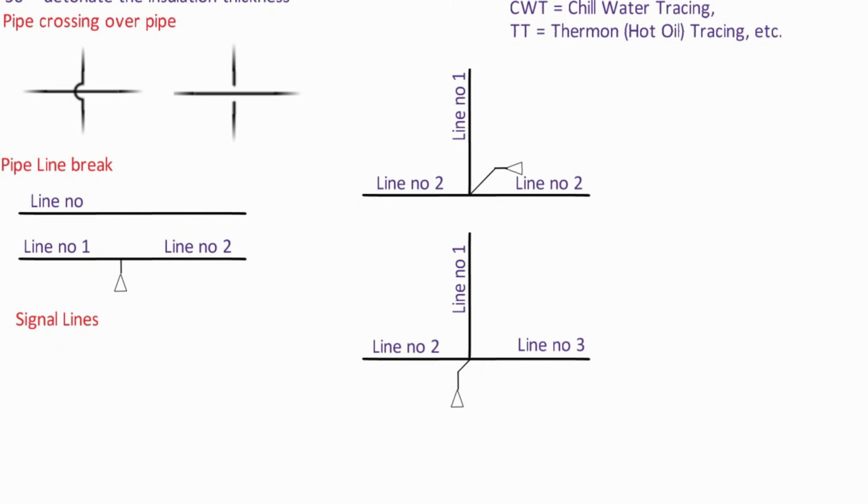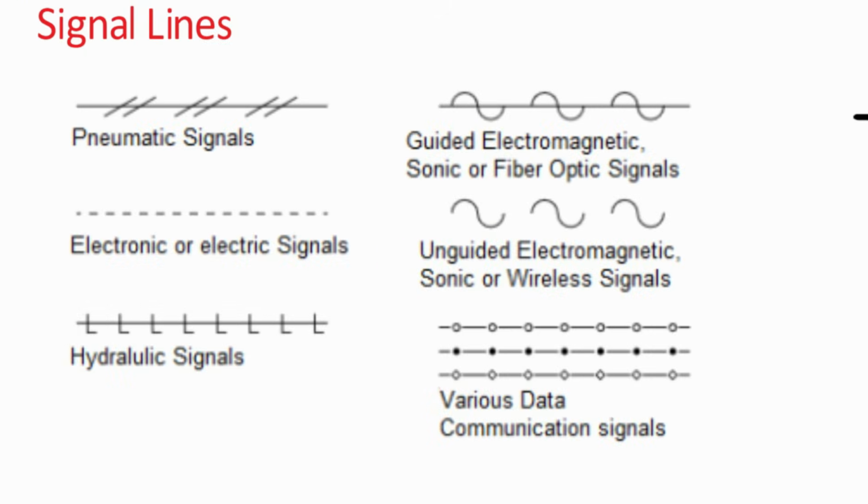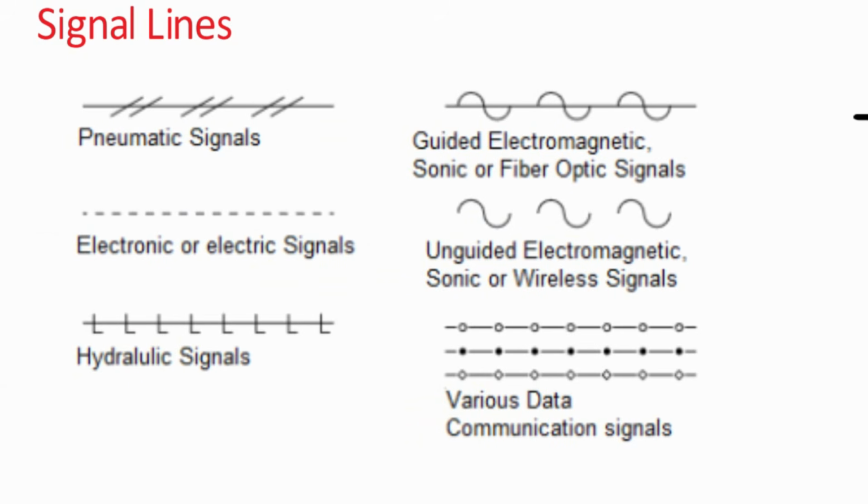Each type of signal has its own line type to explicitly identify the type of signal that travels along it. Like pneumatic signals, guided electromagnetic sonic or fiber optic signals, electronic or electric signals, unguided electromagnetic sonic or wireless signals, hydraulic signals, and various data communication signals.